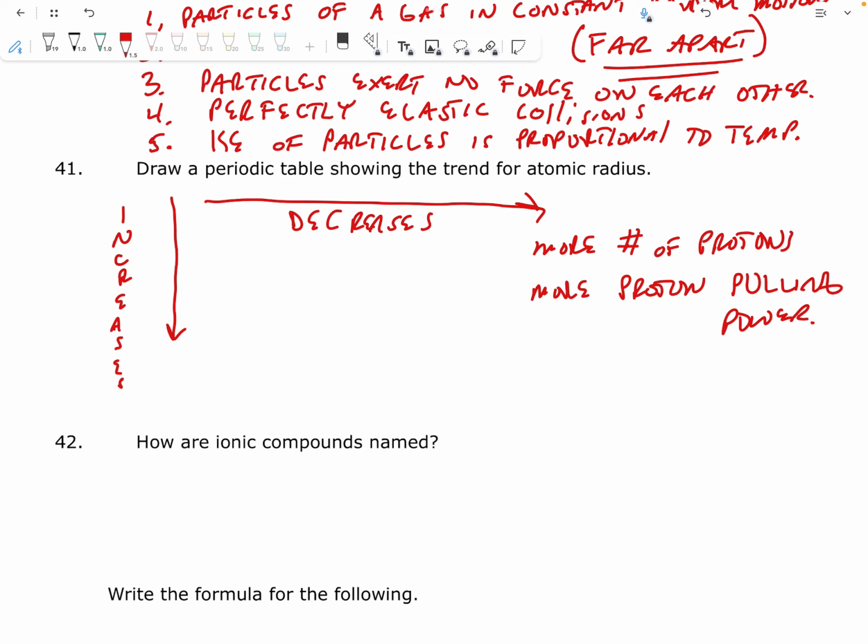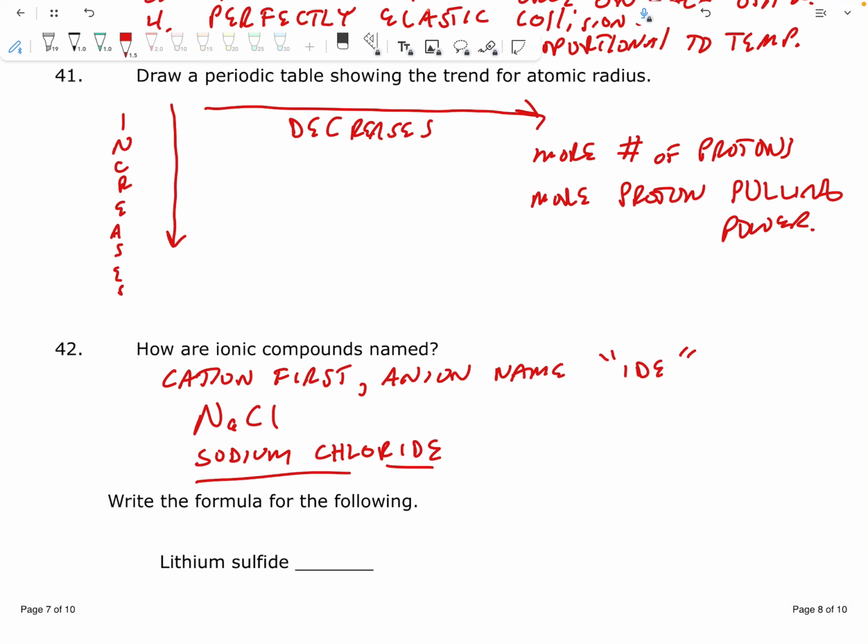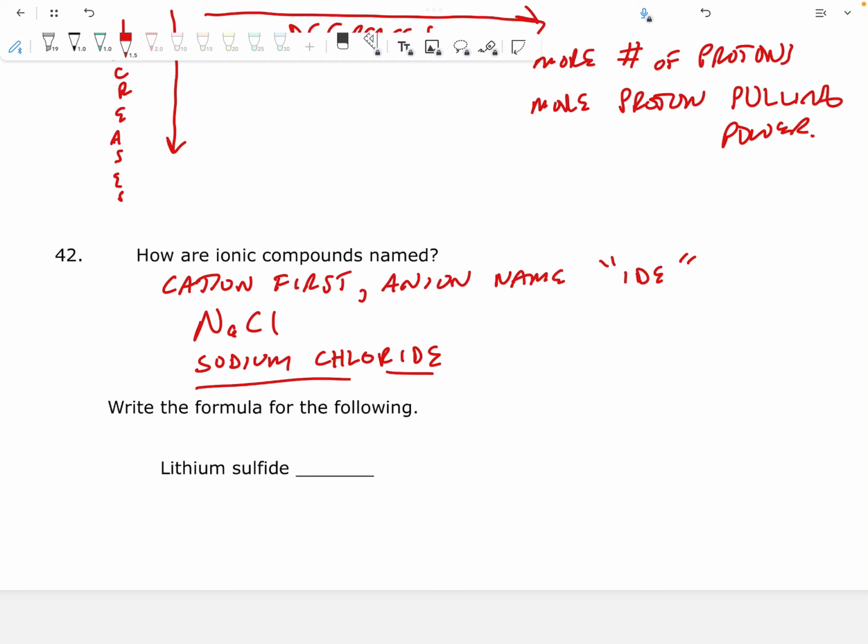How are ionic compounds named? Well, you name the cation first, and then the anion name next. But instead of writing the entire anion name, we add IDE on the end. For example, we have this one right here, the common one we always use. Na is sodium, so you just write the name of the cation. And then Cl is chlorine, but instead of writing chlorine, we're going to add IDE on the end and write chloride: sodium chloride.